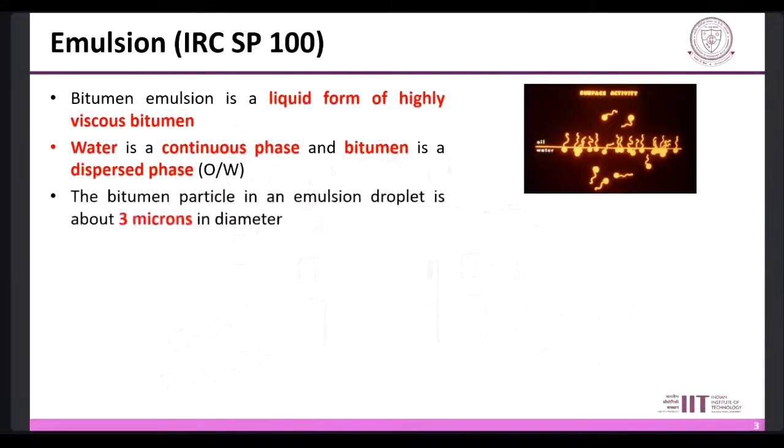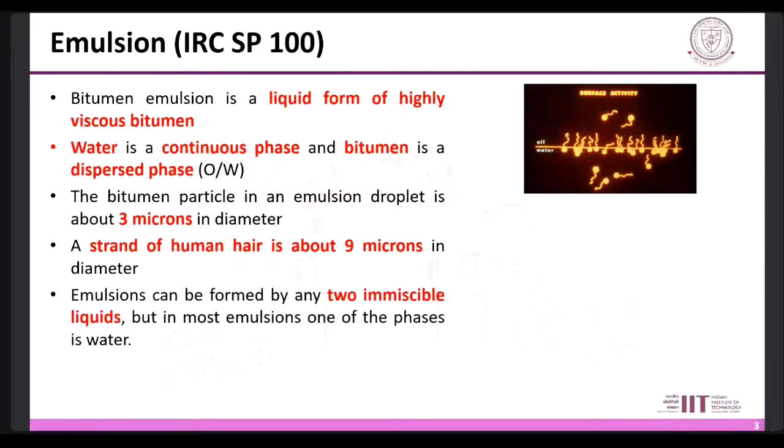The bitumen particle in the emulsion droplet is about 3 microns in diameter. It is so minute that it is even less than the strand of a human hair, which is about 90 microns in diameter. And also emulsion can be formed by two immiscible liquids, but in most of the emulsions which we are dealing with, one phase is water in each case.